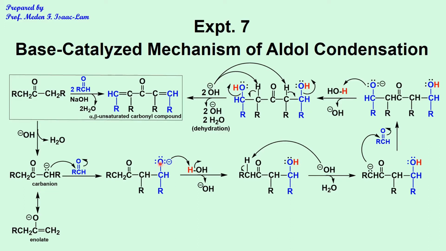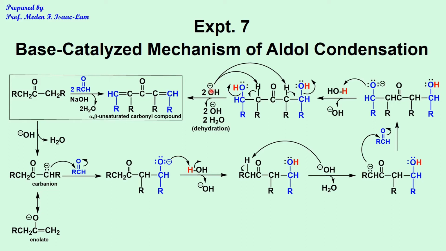The O- will abstract a hydrogen from water, releasing OH-, forming an alcohol. Another hydroxide will abstract the hydrogen on the alpha carbon, releasing water, forming another carbanion. This carbanion will attack the carbonyl carbon of another aldehyde, forming another new carbon-to-carbon bond, which is this bond. The O- generated will abstract another H from water, forming now a diol. So, two alcohols in one structure.